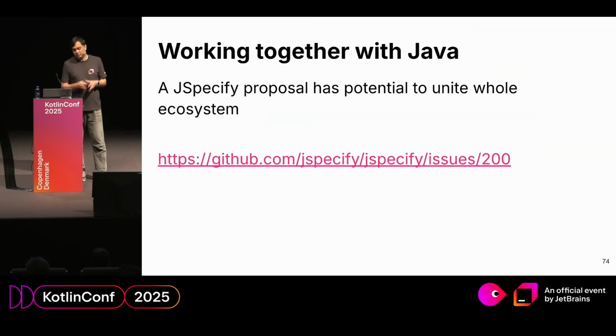And there is also a big JSpecify proposal that has the potential to unite the whole ecosystem. It also proposes MustUseReturnValue or similar annotations. And if Java libraries adopt it, then Kotlin code will get safer as well, because we will be able to recognize them.